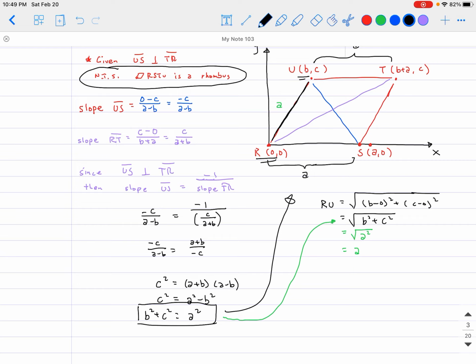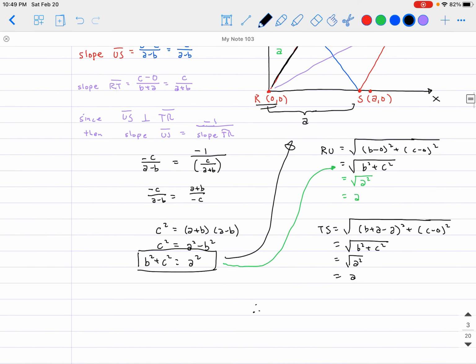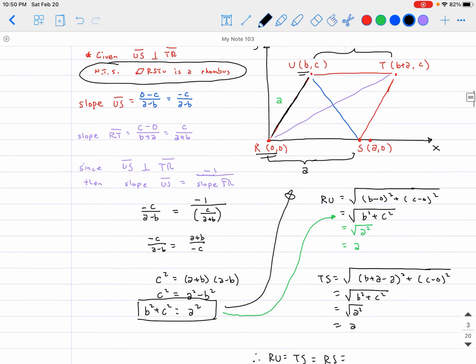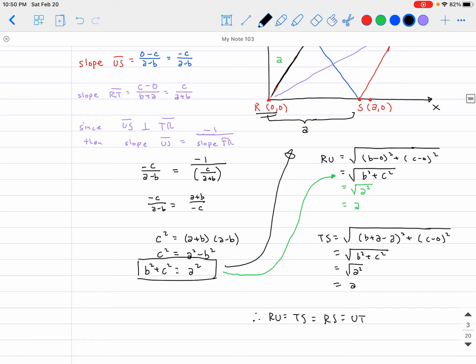So let's just go ahead and seal the deal for this one. TS right here, using the distance formula, is B plus A minus A quantity squared plus C minus 0 squared. And lo and behold, if you notice, the inside is also equal to B squared plus C squared. So we can replace that with A squared, and therefore the length is A. So therefore, RU is equal to TS, which is equal to RS, which is equal to the last length, which is UT, and they're all equal to A. So therefore, this is going to be a rhombus.